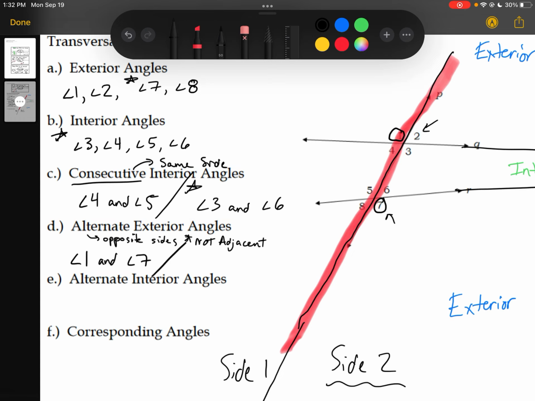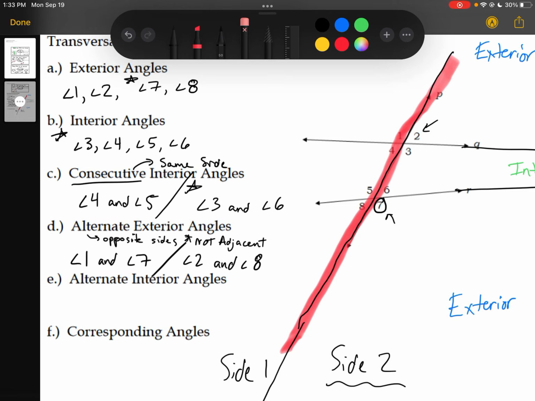So the only ones we haven't used now, we have angle 2 and angle 8. So again, angle 2 is on side 2, and angle 8 is on side 1, so they're on different sides, and they are both exterior. So they're both on that region we had shaded in black before.